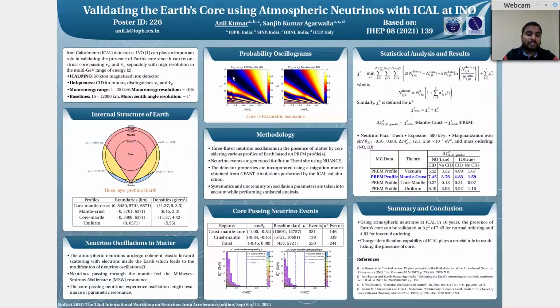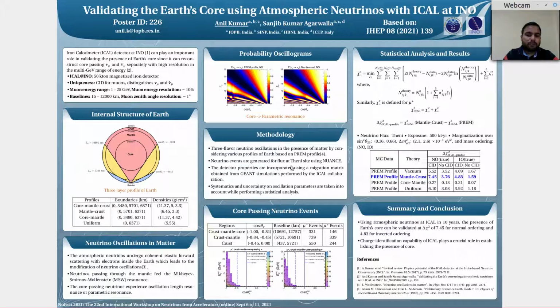So here we see this dark blue diagonal band which represents the oscillation valley, and there are some patches which represent matter effect. So this big patch represents the MSW resonance, and these smaller patches at lower energy and higher baseline represent the parametric resonance. In the right plot we see that if the core is not there, this MSW resonance gets disturbed, but it is still there, and if you look at the parametric resonance, then we observe that it is totally gone.